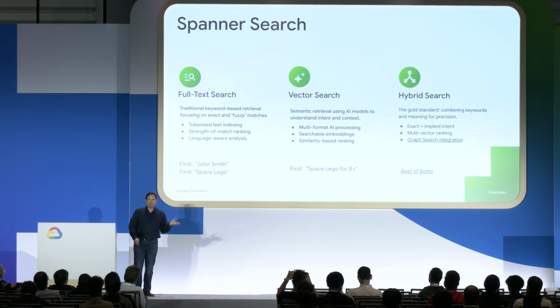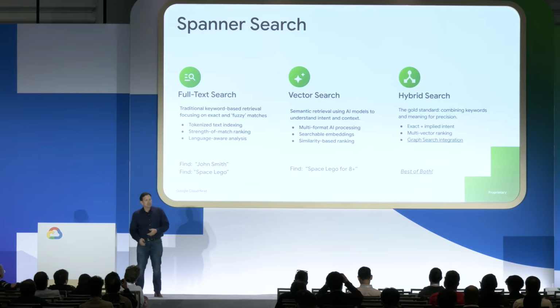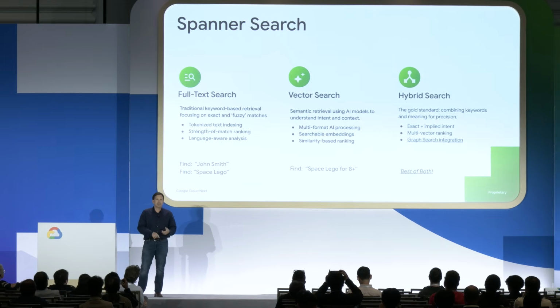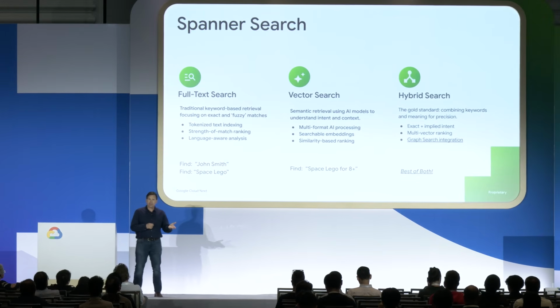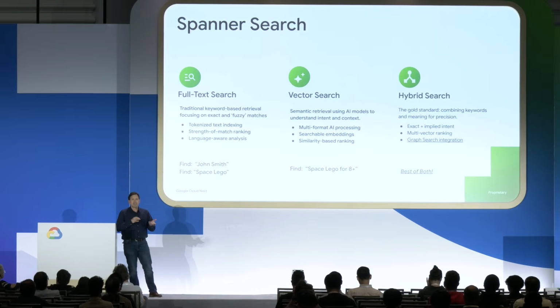So these are the features of Spanner Search. Full text search is the keyword search where you're going to search for words or combinations of words. And you want to use fuzzy search as well to find spelling variants or maybe synonyms that would match.